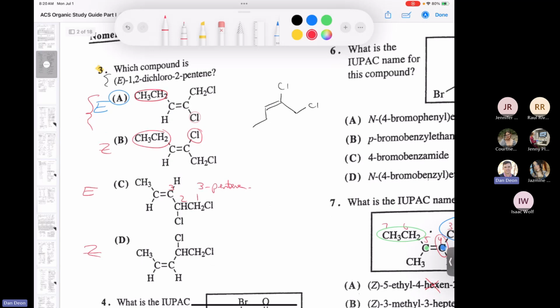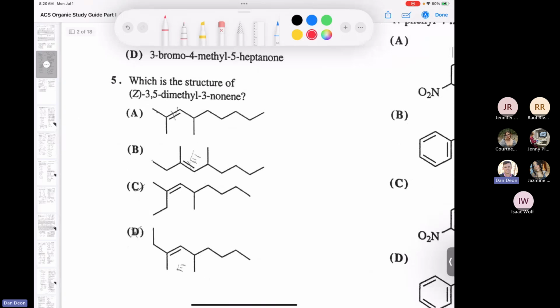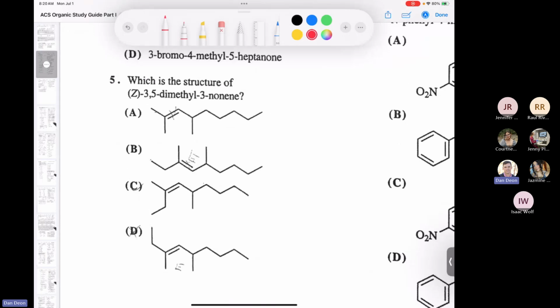So we've got number 1 done. We did number 3. Let's try number 5. I noticed that I scribbled all over this, but anyhow, this is a good question. Number 5, it says, which is the structure of Z, so zusammen, 3,5-dimethyl-3-nonene?